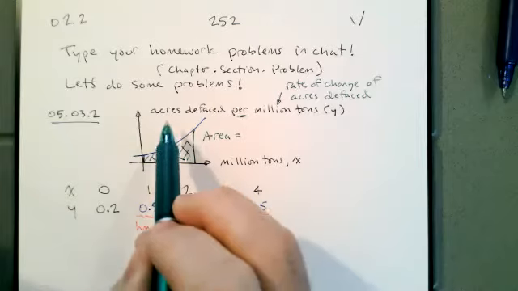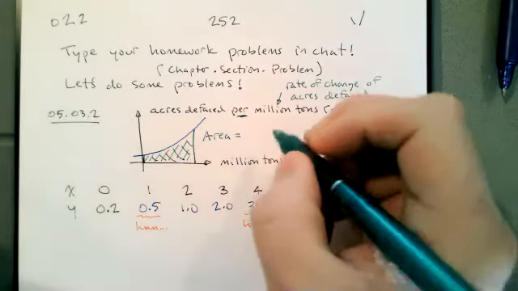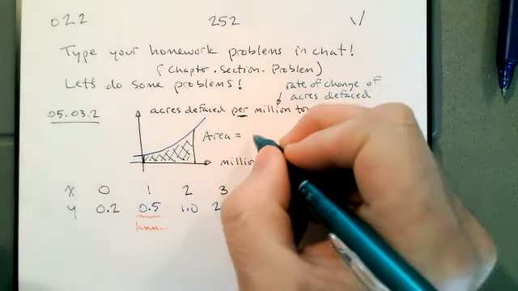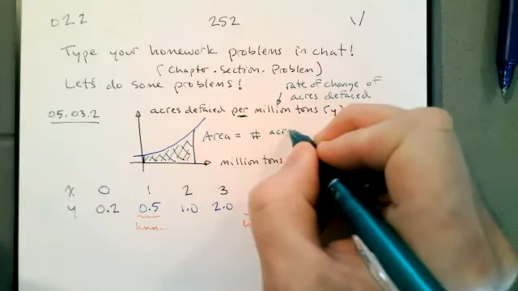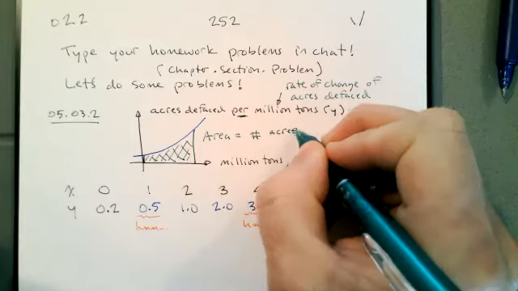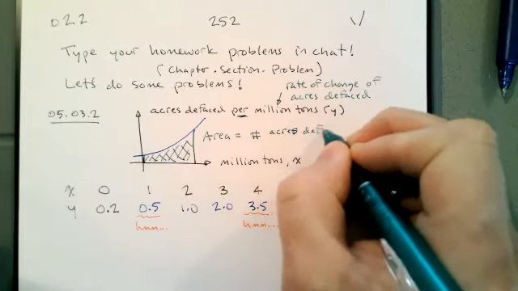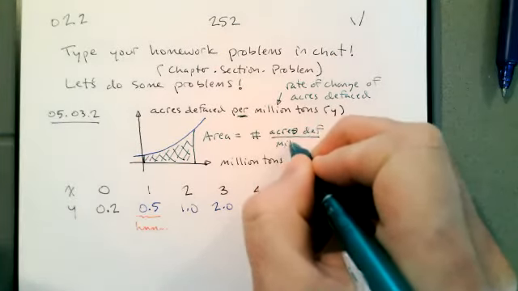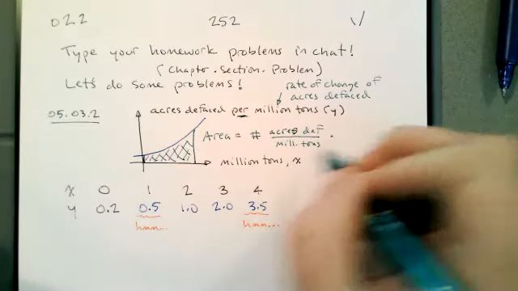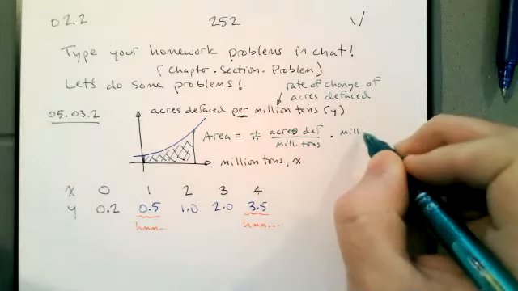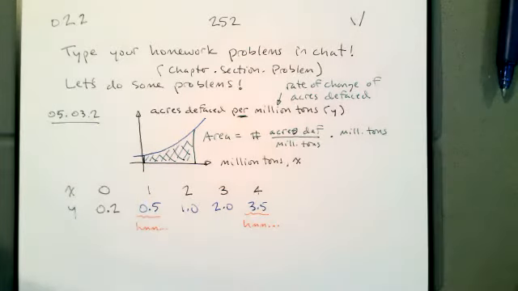Since the function is being measured in acres defaced per million tons, there'll be some number that we're going to have to calculate, but the units are acres defaced per million tons. That's the length. And then we multiply by the width, which is million tons. Then what happens is the million tons cancel out, and the area will just give us the number of acres defaced.